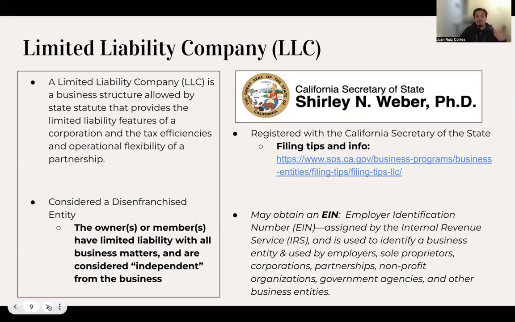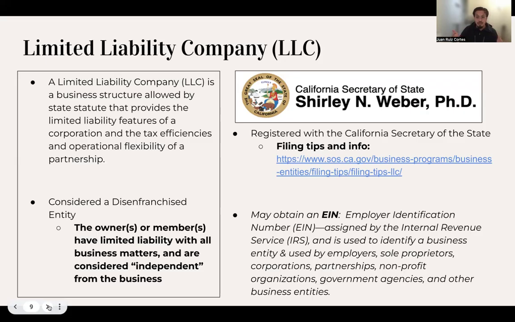The attractive aspect of having a limited liability company is that the Secretary of State recognizes you as a business in the state of California, for which you have to pay $800 every year just to be in business. However, the tax benefits that you have access to because you are a business are far greater than being a freelance independent contractor or a sole proprietor. Because the difference with the LLC is that you and the company are two separate entities. The legal language is disenfranchised entities. You and the business are disconnected.